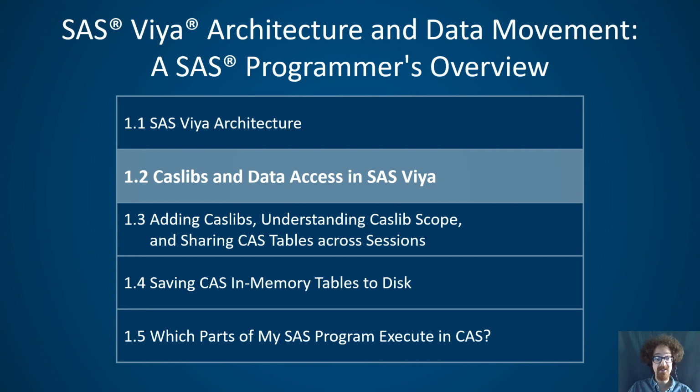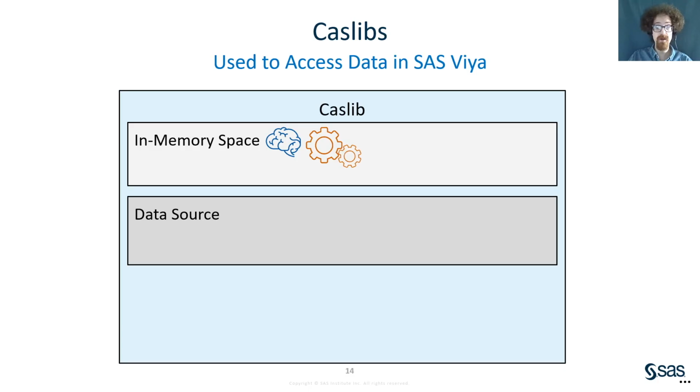In this next section, I'll explain caslibs and how to use them. Caslibs represent a way to reference an in-memory space for loading and accessing one or more in-memory tables. Each caslib is also associated with a data source location on disk, where data can be permanently stored. So to repeat that again, each caslib is a way to identify a set of in-memory tables, and each caslib is also associated with a disk location for storing a copy of tables on disk.